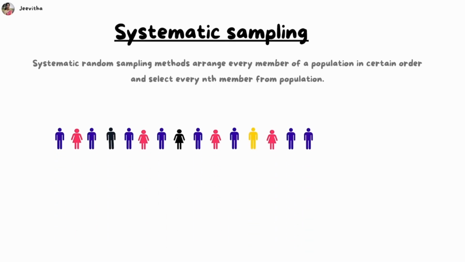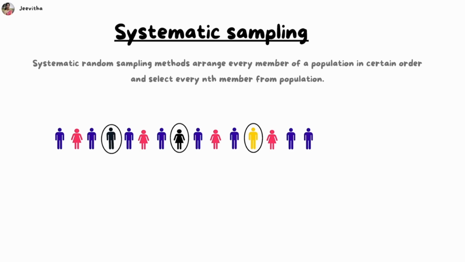Pretty simple according to the name itself. It's a systematic way. What the mall manager will do according to the systematic method is arrange every member of the population in a certain order and then select every nth member from the population. If he wants to collect feedback, he picks a random person. Let's say he's selecting the fourth person he meets. From that person, every fourth person will be included in the sample.